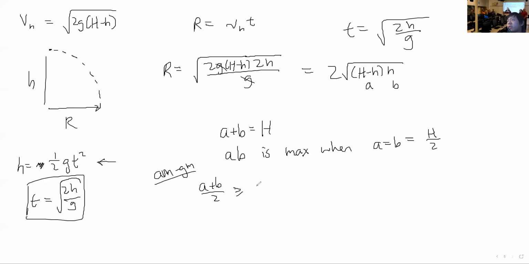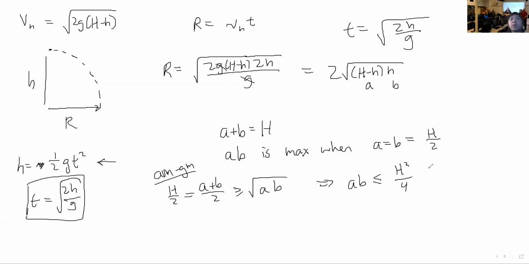Everyone know what AM-GM is? I'm not going to prove it, but I'm just going to use it. The arithmetic mean, which is the sum over 2, is greater than or equal to the square root of the product, which is the geometric mean. And this is equal to h over 2. Therefore AB has to be less than or equal to h squared over 4, and this happens when A equals B equals h over 2.